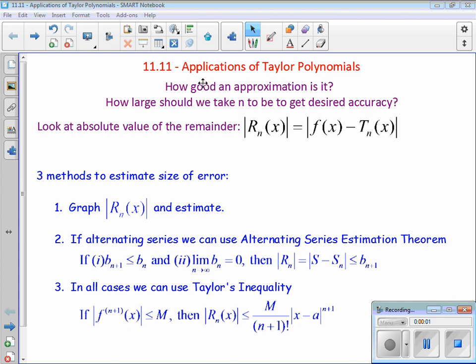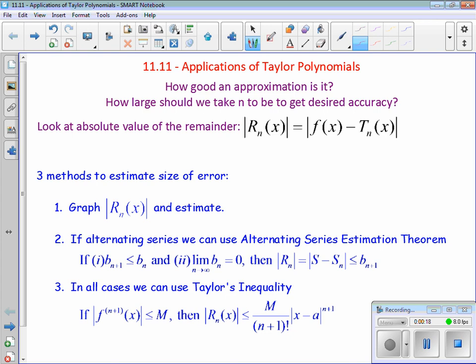Okay, 11.11 is applications of Taylor polynomials. So we're actually going to apply some things to them. One thing is how good of an approximation is it? So when we did, for example, sine of x.